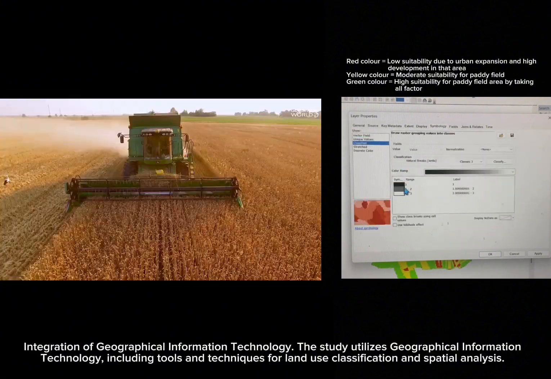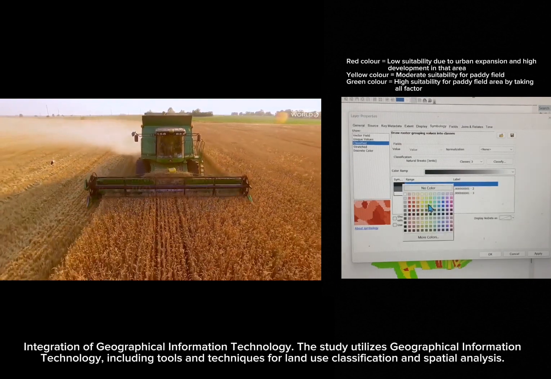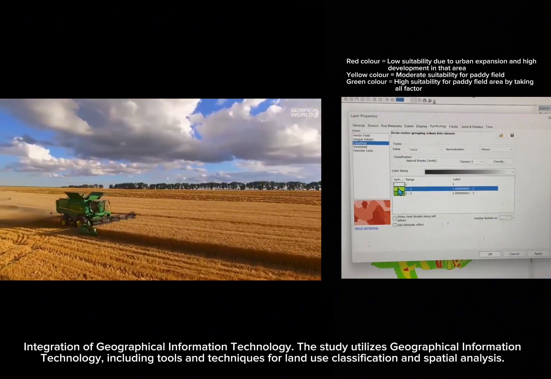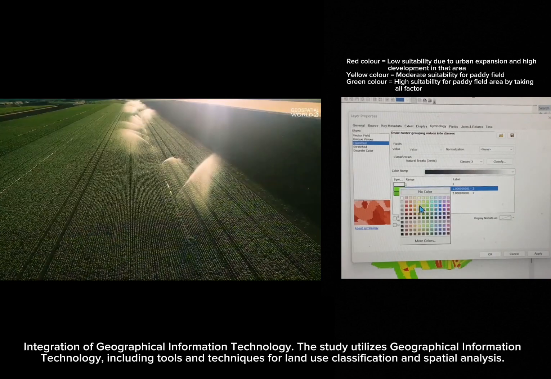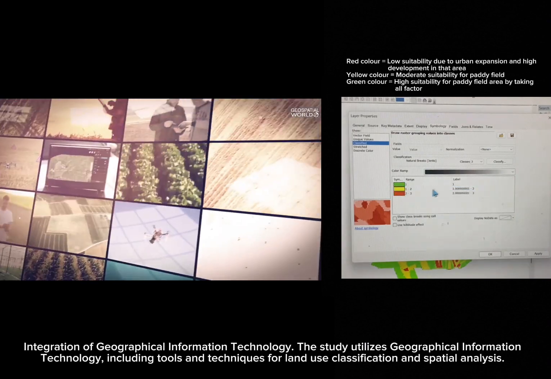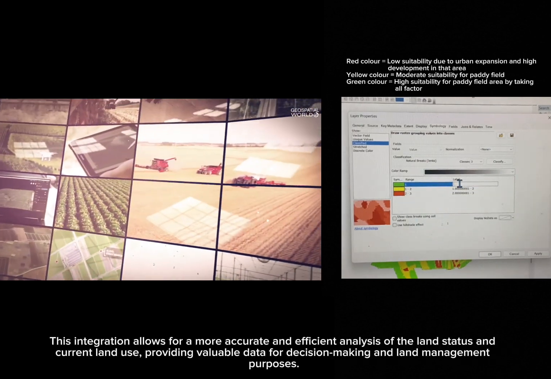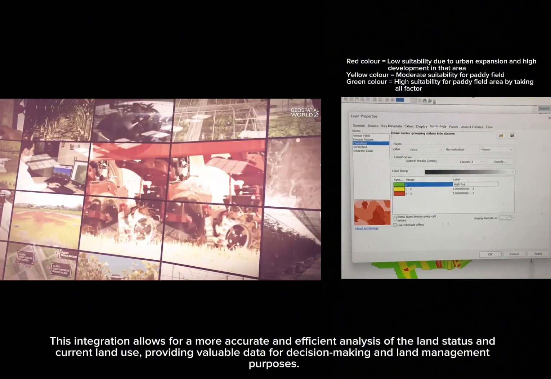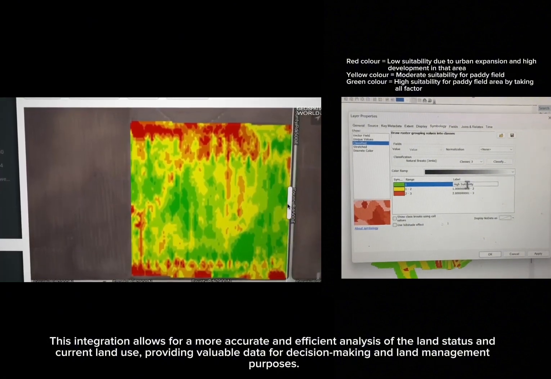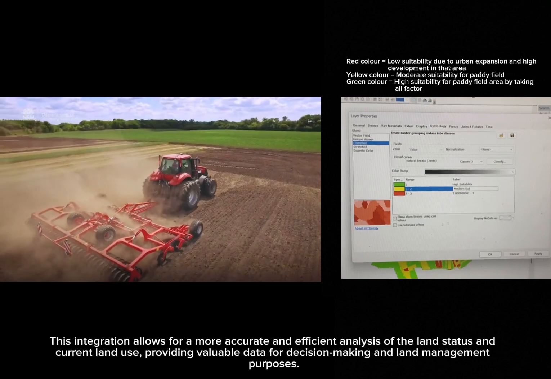Integration of geographical information technology. The study utilized geographical information technology, including tools and techniques for land use classification and spatial analysis. This integration allows for a more accurate and efficient analysis of the land status and current land use, providing valuable data for decision-making and land management purposes.